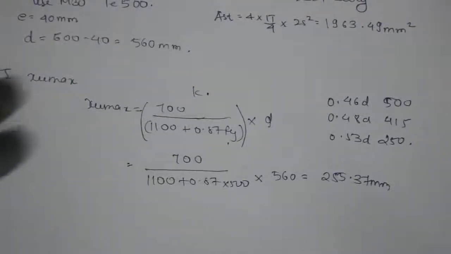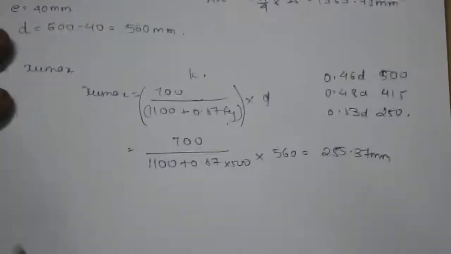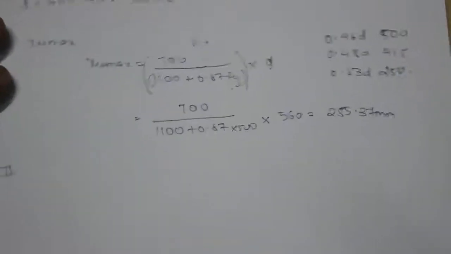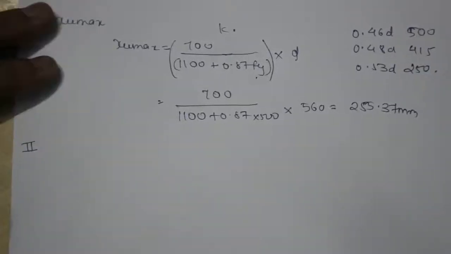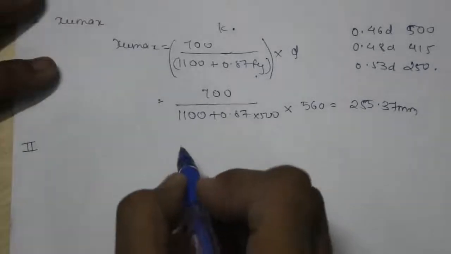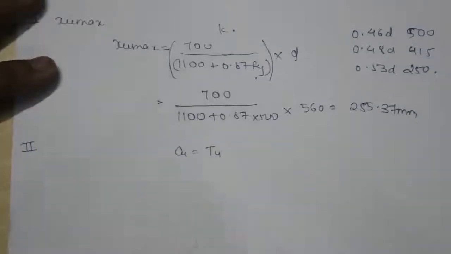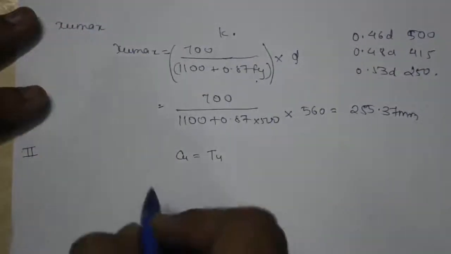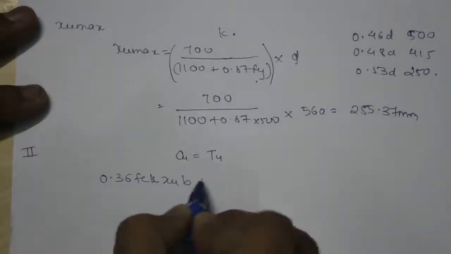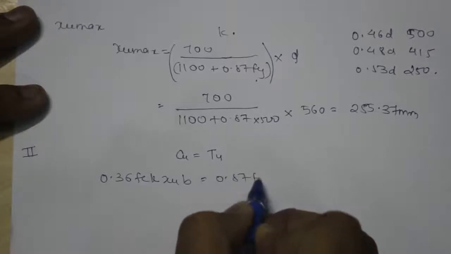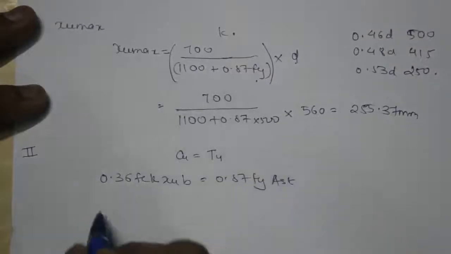Okay, so that's XU max. The next step would be to find out the actual depth of neutral axis for the given area of steel. So the next step we have to do is equate the compressive force and the tensile force. The compressive force is given as 0.36 fck xu b equals 0.87 fy Ast.